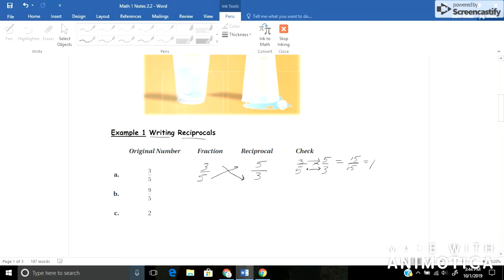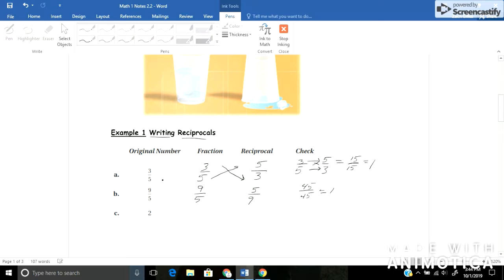So same for the next one. Our fraction is 9/5. The reciprocal would be 5/9. Okay, and check. Well, 9 times 5 is 45 over 5 times 9 is 45. Does that equal 1? Absolutely.